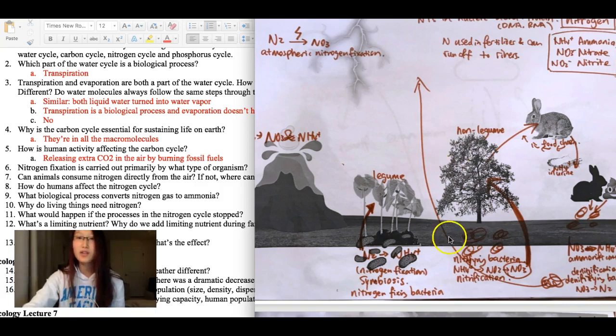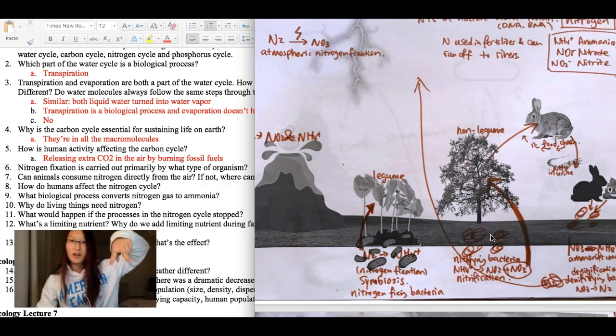Here's how non-legume plant is different. Non-legume plant also have roots, but the bacteria are not on the root. Instead, they're in the soil. So they're spread out in the soil, okay? When these bacteria make the usable form of nitrogen, that nitrogen can be absorbed by the roots from the soil. See the difference?